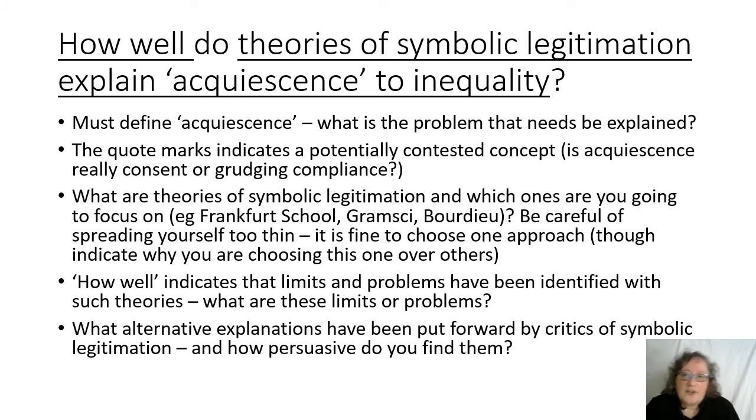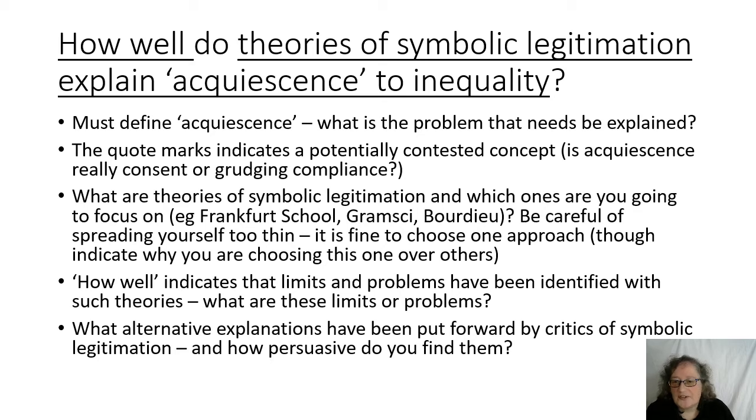So, how well do theories of symbolic legitimation explain acquiescence to inequality? The first thing to say is acquiescence is in scare quotes. So you need to define acquiescence. What is the problem that it needs to be explained by theories? Because it's in quotation marks, that indicates it's potentially a contested concept. So people may have a different understanding of what it is that needs to be explained in these debates. And broadly, it's a debate about whether acquiescence is true consent or much more grudging and coerced compliance. And then we see varying points of view on that.